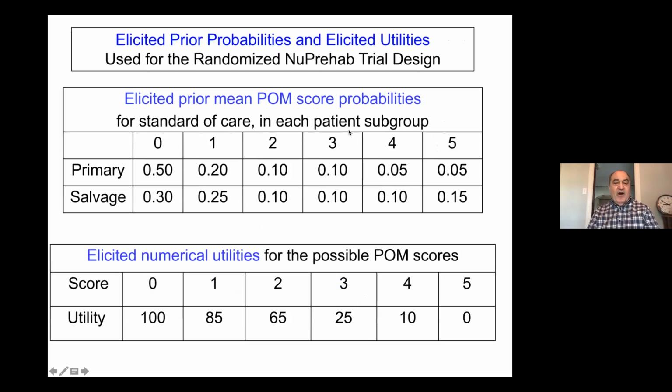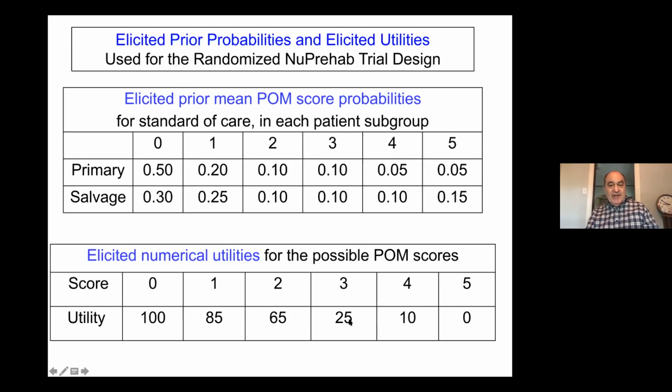So here are the elicited mean POM scores. All this is saying is that I'm getting the probabilities that are used to construct the prior, but here are the elicited utilities. So for a POM score of 0, it gets 100. For 5, which is death, you get a 0. And here are the utilities for the in-between values. You see there's a big drop off from a POM score of 2 to a POM of 3.